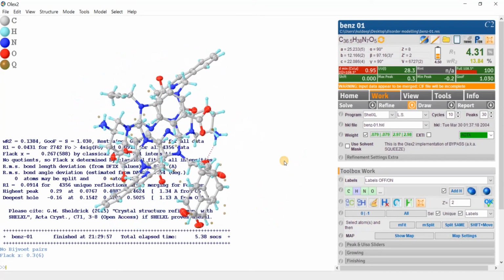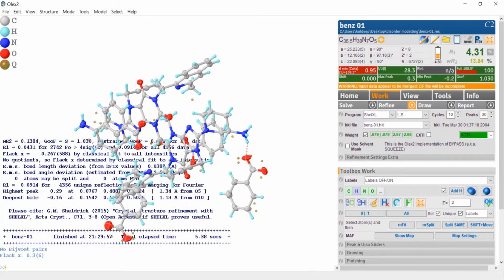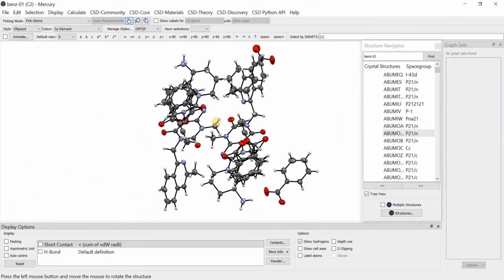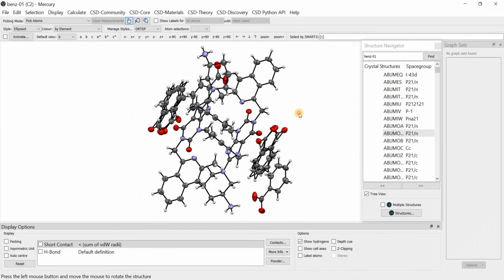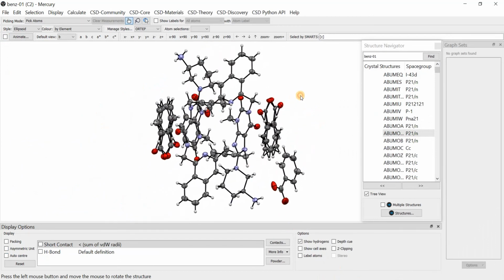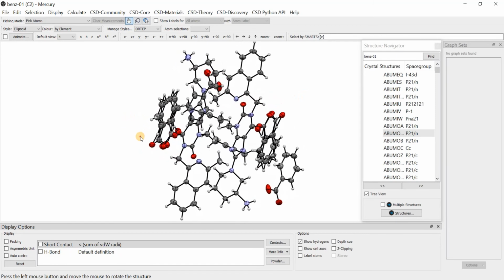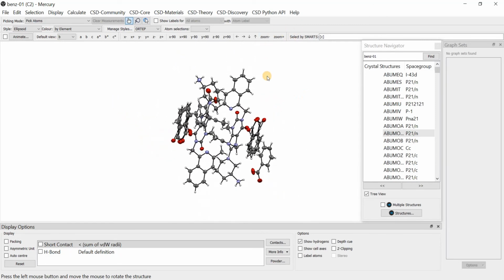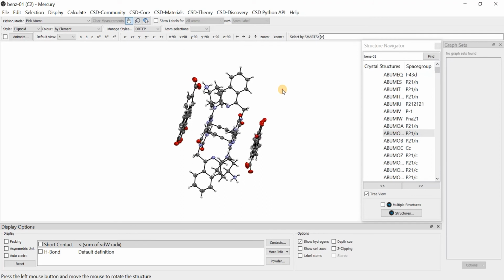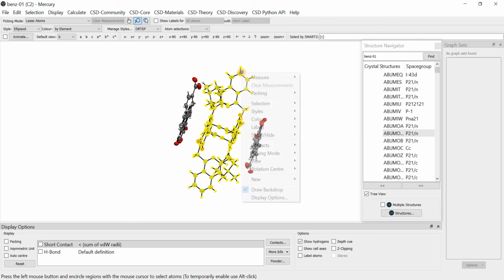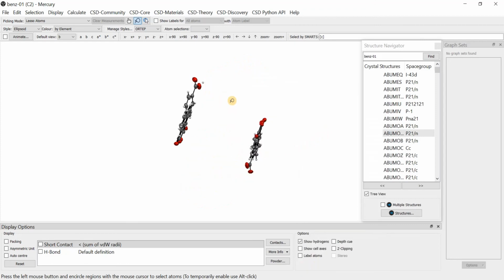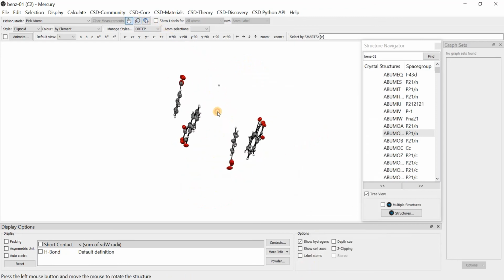Okay, one more thing I want to add. If you visualize the molecule using a program like Mercury, then you can see the disorder very nicely in the benzoate. For this, I am just deselecting the remaining molecule. Okay, just hide these atoms and you can see the molecule.